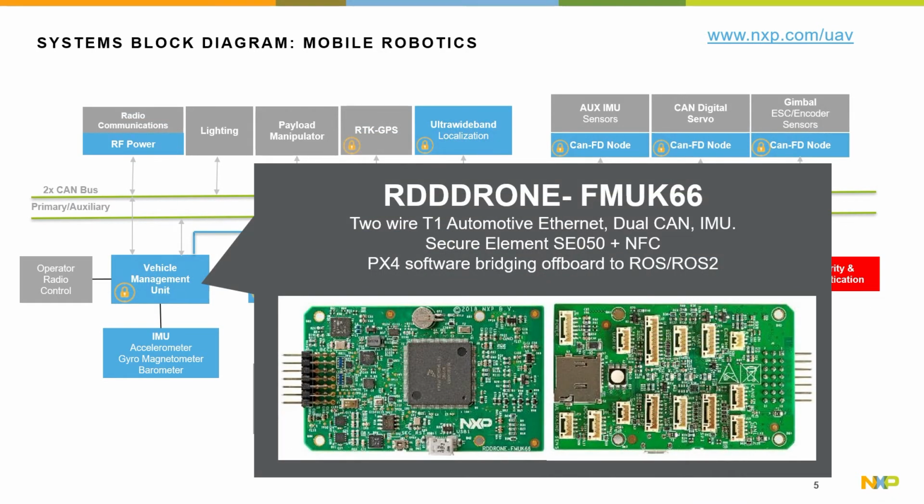Our first product was the RD Drone FMU K66. So this reference design is a PixHawk compatible PixHawk V4. It uses our Kinetis microcontroller. And some of the differentiating features are that it has T1 automotive Ethernet. So that's this 2-wire Ethernet I mentioned. It does support dual CAN. There's, of course, IMU elements on board, a number of them. And the secure element is there with an NFC interface now on the latest iteration.